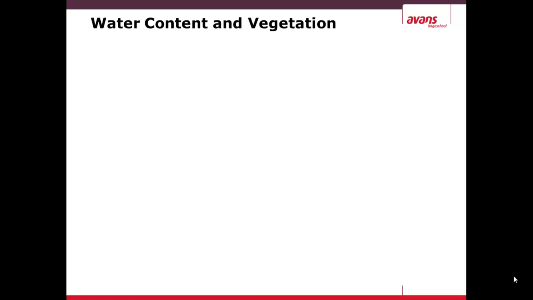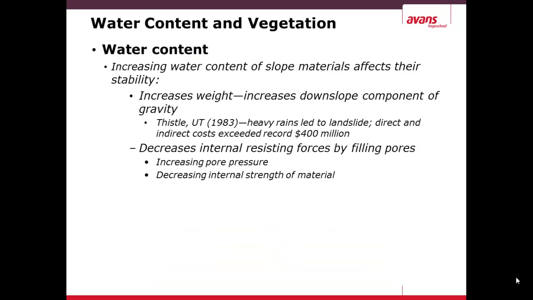Water content and vegetation have a very big impact on slope failure. Water content increases the heaviness of the material, so this increase in weight will also increase the downslope component of gravity, the GS. It also decreases the internal resisting force by filling the pores between the different zones. So this increases the pore pressure and decreases the internal strength of the material itself.